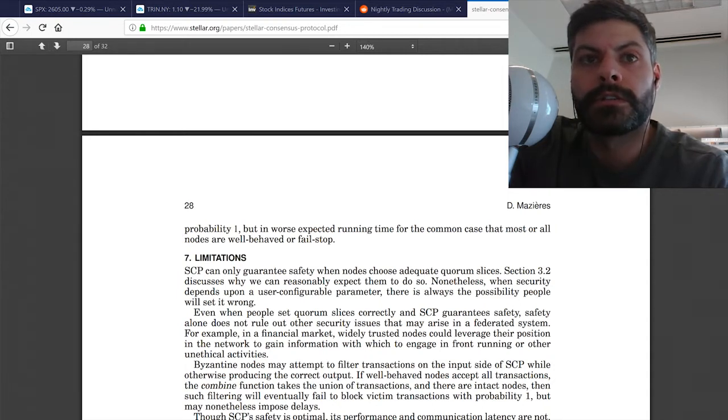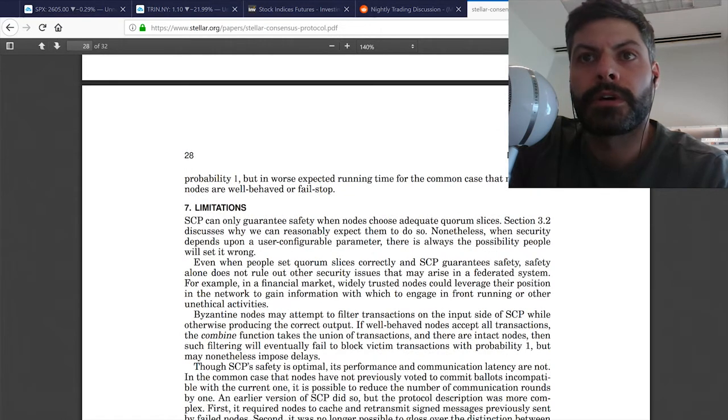Section 3.2 discusses why we can reasonably expect them to do so. Nonetheless, when security depends upon a user configurable parameter, there is always the possibility people will set it wrong. Even when people set quorum slices correctly and SCP guarantees safety, safety alone does not rule out other security issues that may arise in a federated system. For example, in a financial market, widely trusted nodes could leverage their position in the network to gain information with which to engage in front-running or other unethical activities.